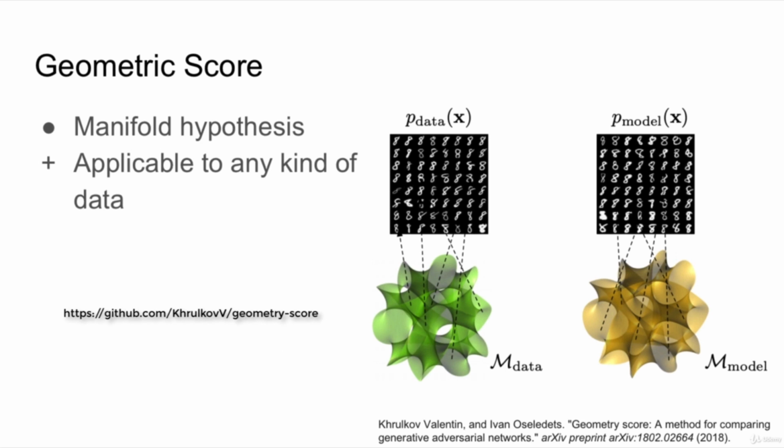The last measure of quality that I would like to discuss is geometric score. It is based on the manifold hypothesis and applicable to any kind of data. If you want to use it, use the link to the GitHub from the slide. That is all for measures of quality.